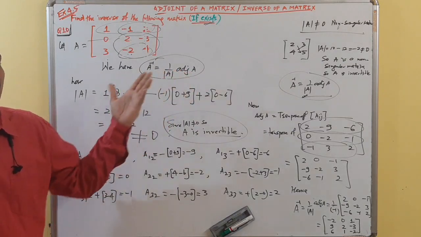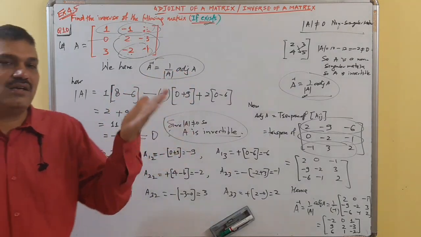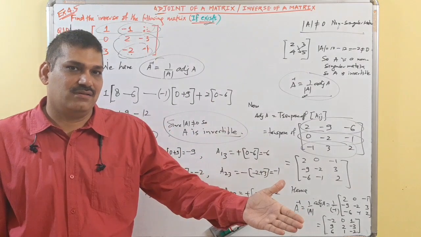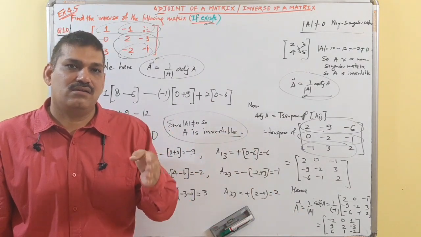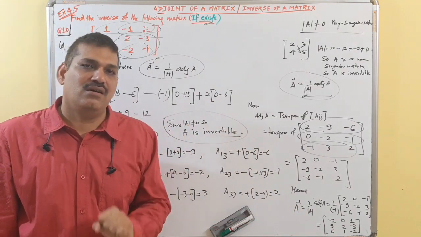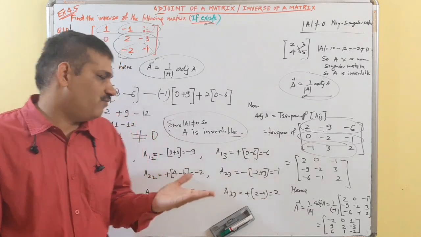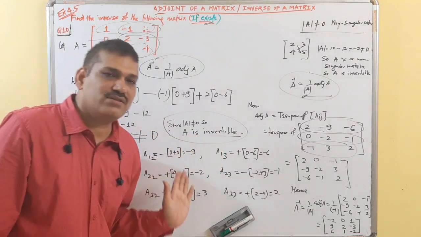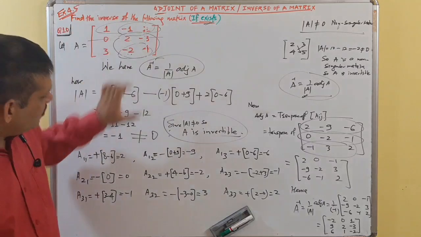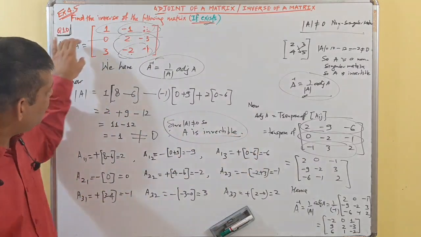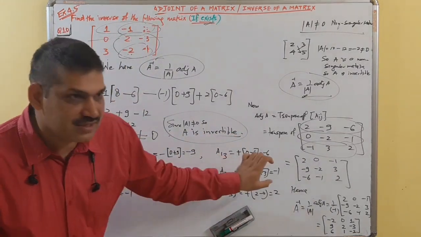We need the adjoint of A. What is adjoint A? The transpose of the cofactor matrix. So now we find all the cofactors of all the elements. The first row I have written in one line. For the elements of the second row I have written the cofactors in the second row.